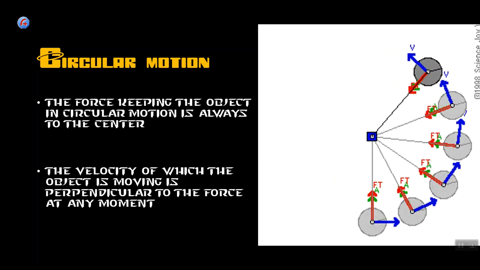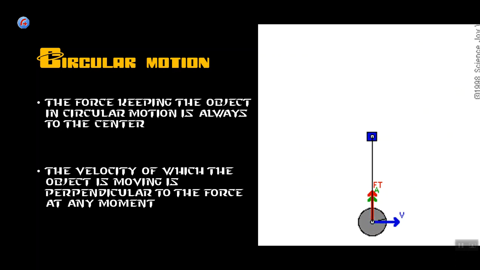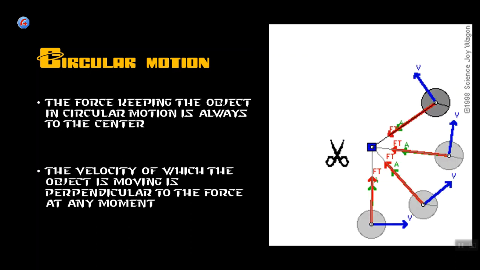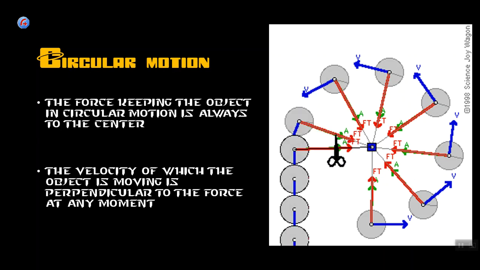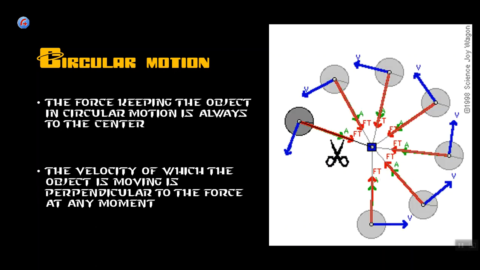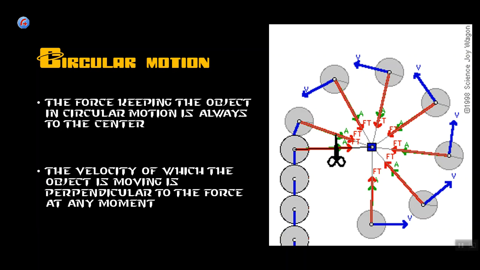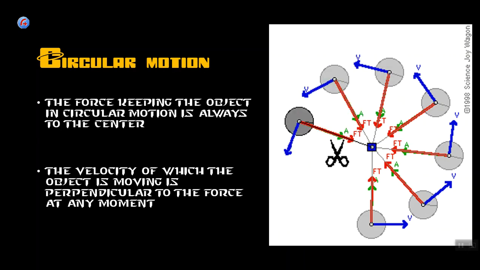So at any given moment, the velocity is perpendicular to the force, which means if we had to cut the string at a certain time, it would just move perpendicular from where the force was at the moment that the string was cut. Here we can see that the object moves directly downwards the moment the string is cut.